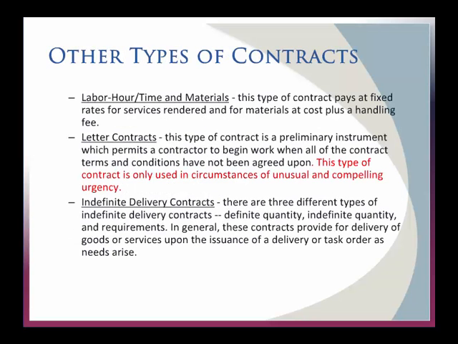So some other types of contracts would be like time and materials, labor hours. These are good for service type contracts where it's not really a deliverable. I'm going to provide a service like maintenance or something. I'm just going to pay for the hours that you bill. In this case, I have to know exactly what hours your people actually worked. There's letter contracts. This type of contract is only used in circumstances of really unusual and compelling urgency, so it's really not something we're going to need to deal with.